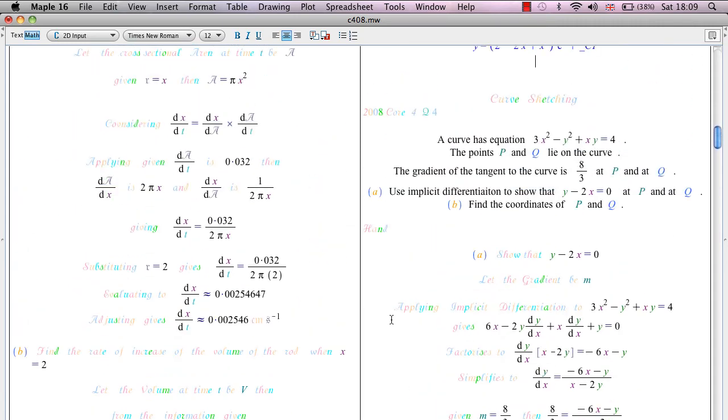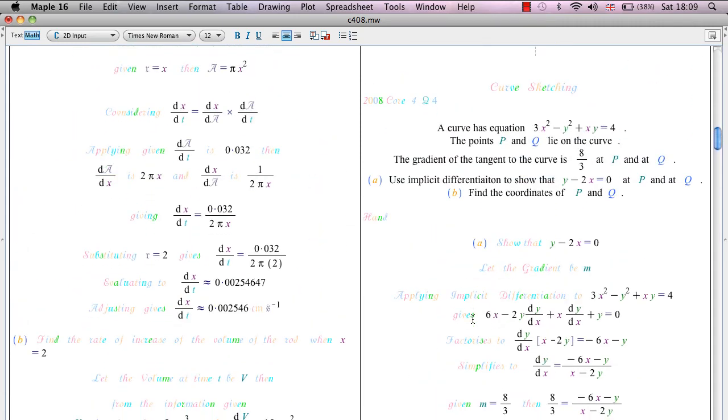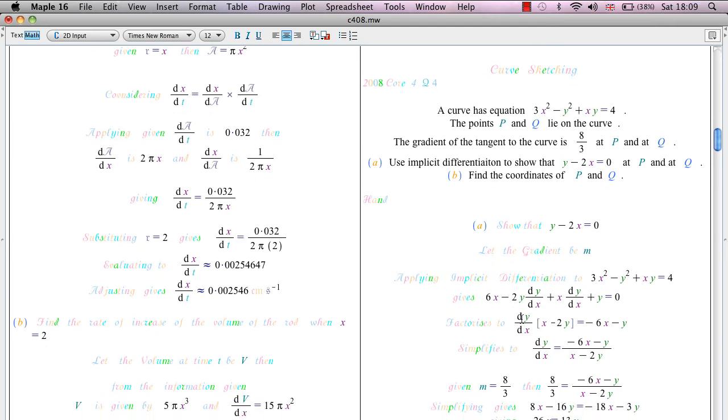Question 4, curve sketching. To show y minus 2x equals 0 at P and Q in A, and to find the coordinates of P and Q.